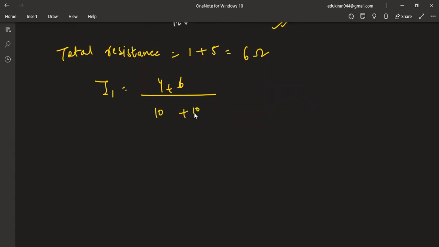10 plus 10. So what is it going to be? If you write the current, it is the total current multiplied by the potential. If you write it this way, the current in the upper branch you can directly write as I into 10 by 20, right? You can write this as I is equal to 10 by 20, or directly half, right?